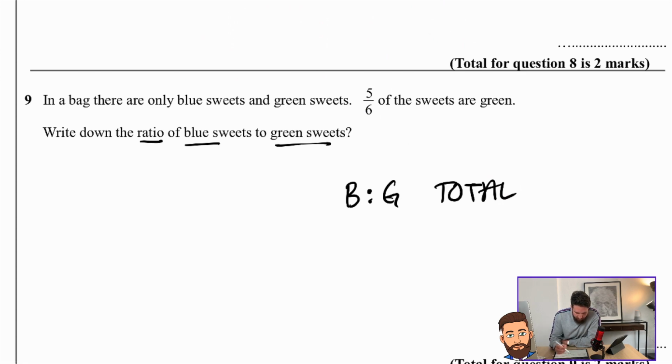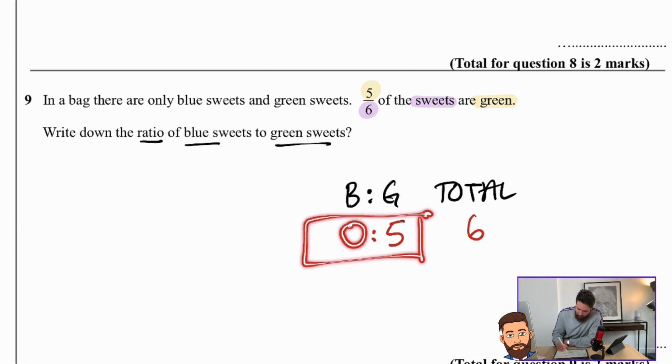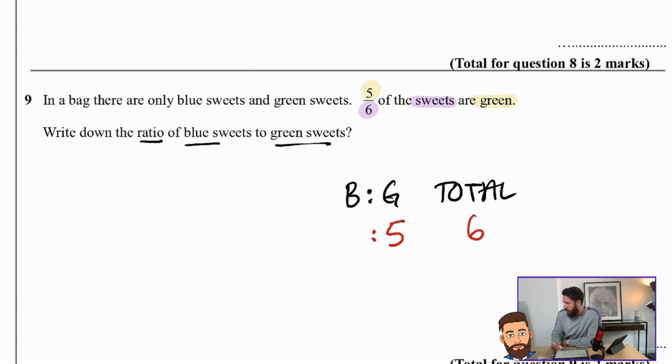If we read this question carefully, it says 5/6 of the sweets, so that means 6 is the total, are green, which means 5 must be green. So if I put 5 underneath green, again, clearly here, hopefully you can all see, what would blue have to be to make this total 6? It would have to be 1. Okay, because 1 and 5 is 6.